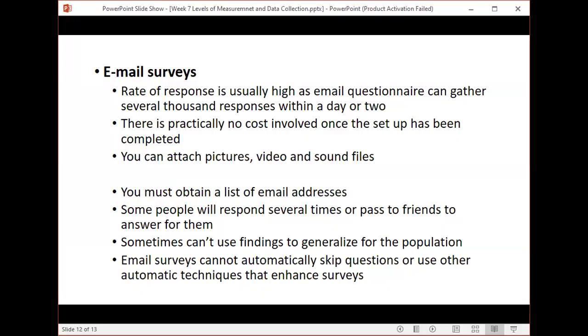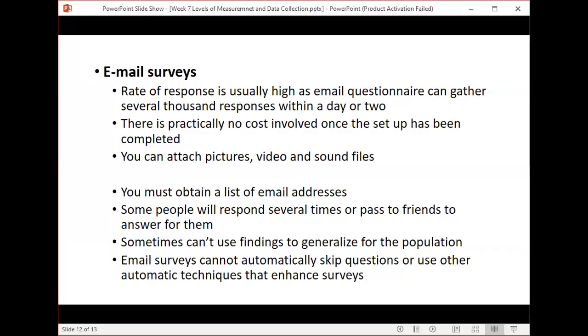Or they can pass it to friends or secretaries or whoever is free to answer it for you. So they might not really be representative of who you want to answer the questionnaire for you. Okay. And then sometimes you can't use findings to generalize for the population, especially if there's no randomness in the emails that you used. If it is email to my colleagues at work, and the work is not about my colleagues, right? Then generalization becomes a problem.